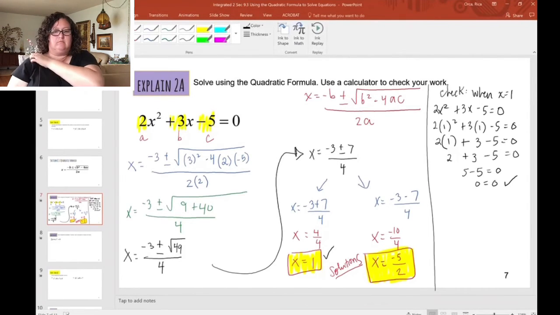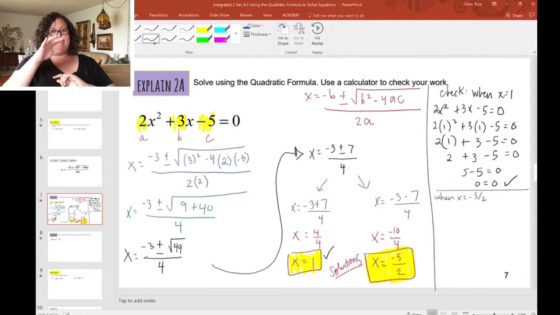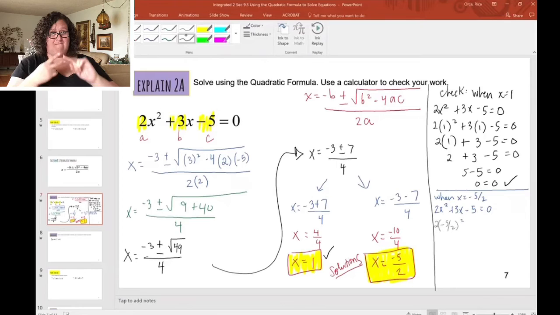Now let's plug in negative 5 halves. When x equals negative 5 halves, we have 2x squared plus 3x minus 5 equals 0. So that's 2 times negative 5 halves squared plus 3 times negative 5 halves minus 5 equals 0. Negative 5 halves squared is 25 over 4. And 3 times negative 5 halves is negative 15 halves.